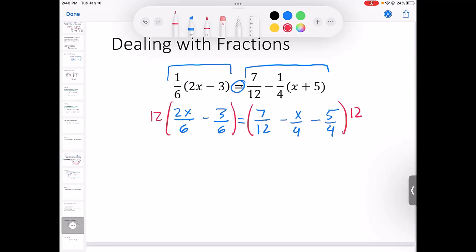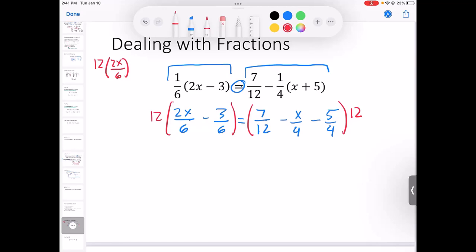And the reason why we're doing this is because multiplying by the least common multiple, which is the number we use as the common denominator, is going to cancel out all of the denominators of the fractions, which means we won't have fractions to work with anymore, which will be much easier to solve. So the way that we multiply 12 by a fraction, let's do that first one where we have 12 times 2x over 6. What we have here is some multiplication, and then we also have some division.